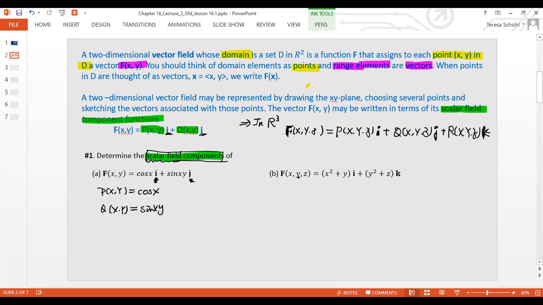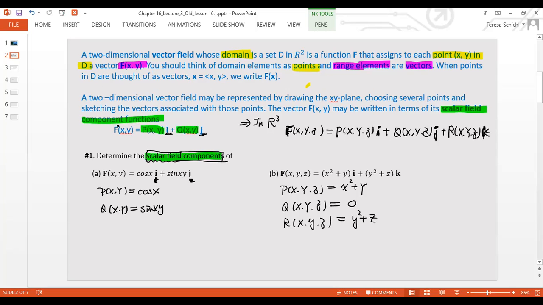For the second one, this is R3, so we should have three scalar field components. The first one, P(x, y, z), is x squared plus y. Then Q(x, y, z) will be 0, correct? Then R(x, y, z) will be y squared plus z. So this example is pretty easy.